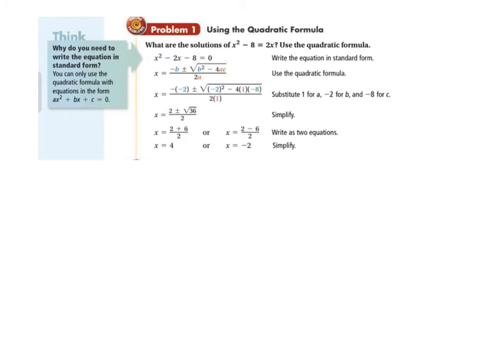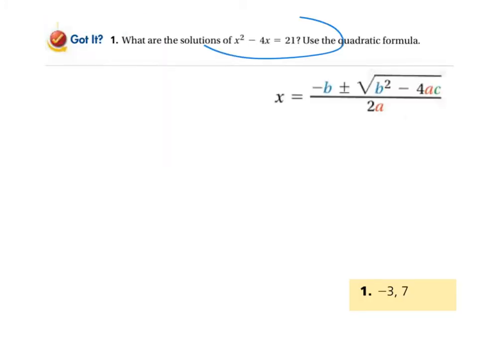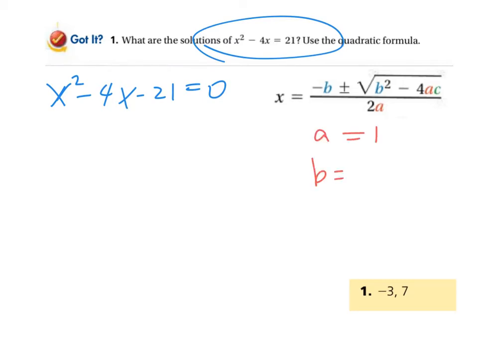Before I can start this one, I can see it's not standard form because it's not equal to 0. So I have x squared minus 4x minus 21 equals 0. Now I have to identify some stuff. You need to identify A, B, and C. So A is 1, B is negative 4, C is negative 21. So I'm going to plug everything in. Again, I brought the formula along for you.